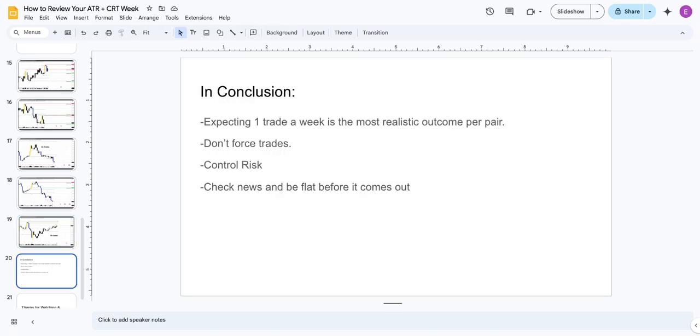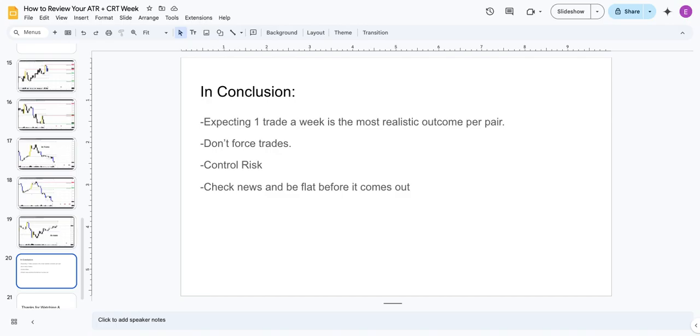So in conclusion, based on just this brief week view, expecting one trade a week per pair is the most realistic. Two if you're lucky, but really one. Don't force trades. Some trades just don't happen. They don't pan out. Be sure to control your risk and always check news for the week. You can use Forex Factory to do that. And ideally, you want to be flat or not in any trades before news comes out.